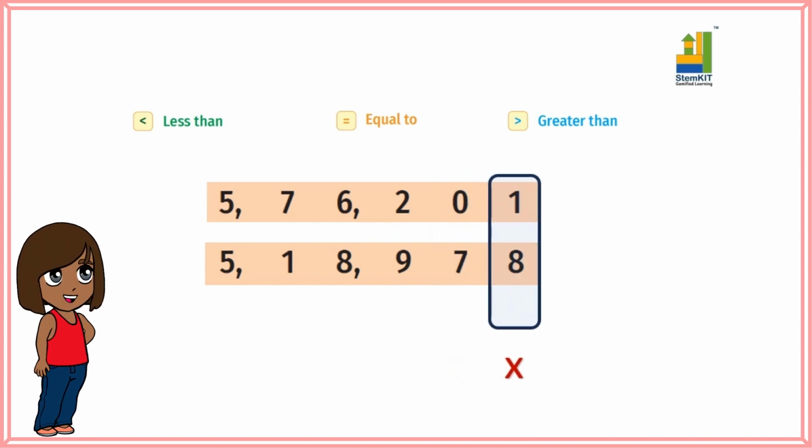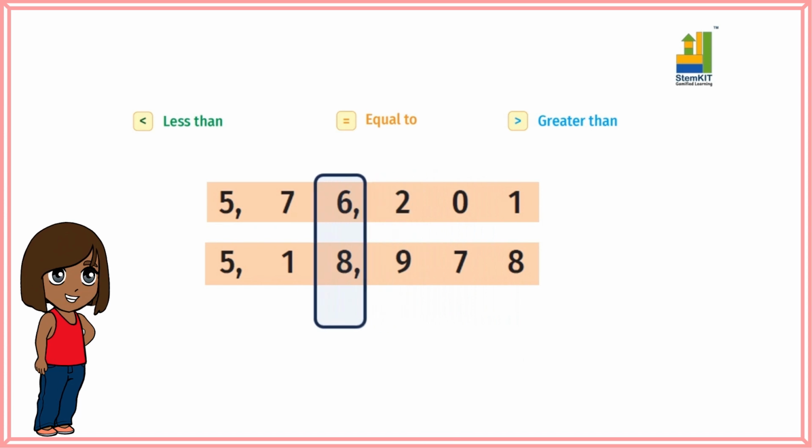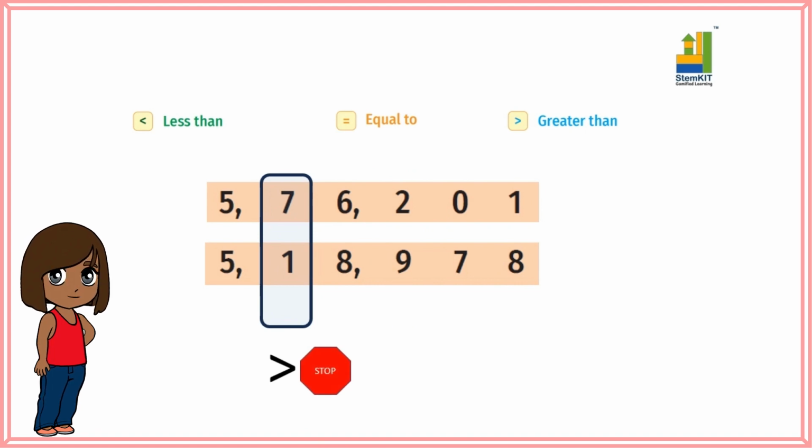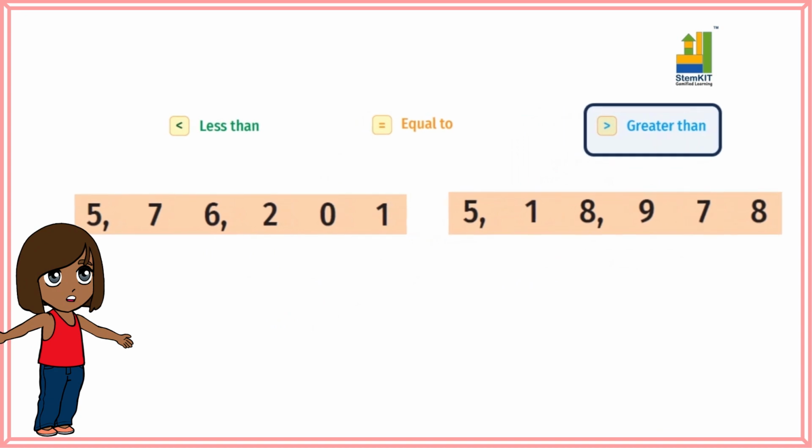Coming back to the 10,000s digits. Since 7 is greater than 1, the number on the left is greater than the number on the right. We write the symbol with arrow facing right, as the number on the right is smaller.